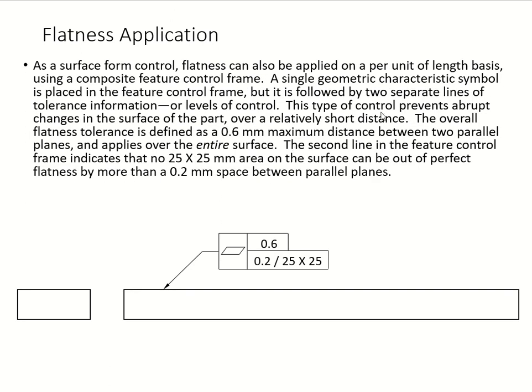Okay, another way that we apply flatness, just like your straightness, is that we can apply it on a per unit basis. So here we're going to use this composite feature control frame, where you can see the length unit right there. Here it's just saying we're going to go 0.2 per every 25 by 25 millimeter area of surface. So you have a 0.2 tolerance allowance for this area, accompanying your 0.6, of course, your maximum distance between your two parallel planes for that surface control for your flatness application.